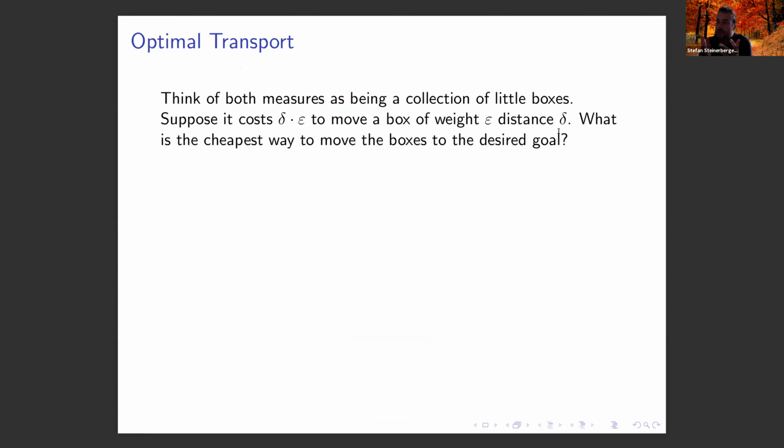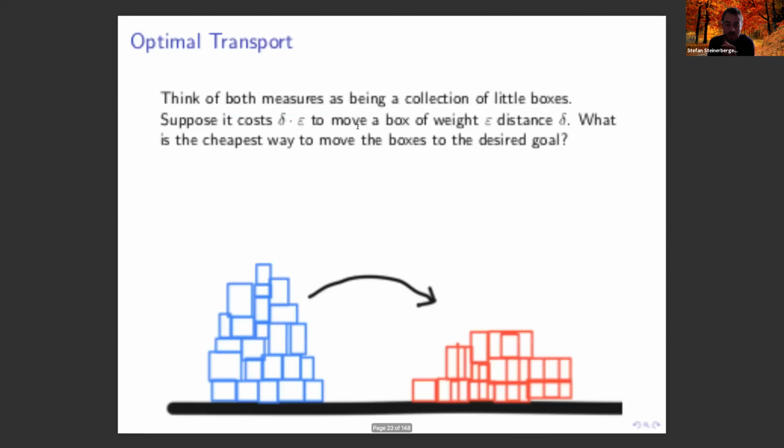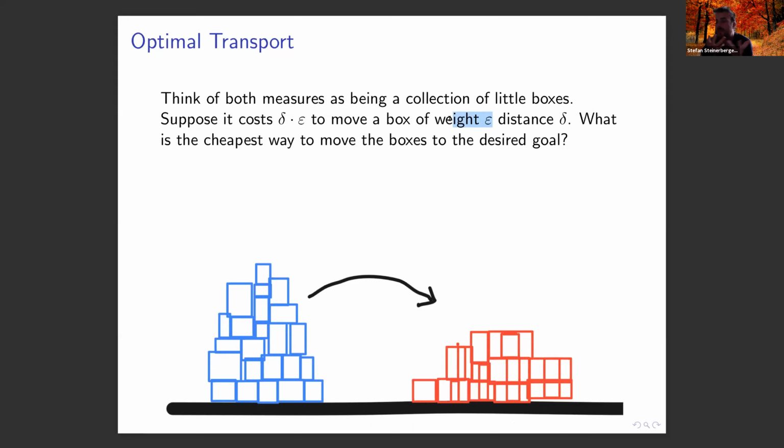So then the question is, if you have 2 measures, how much does it cost to transport one to the other? And instead of abstractly defining it, I'm telling you how to think about this. Think of the measures being comprised of little boxes of weight, epsilon boxes having epsilon mass. And then the cost of transporting a box that has weight epsilon for distance delta is epsilon times delta. And that's the physical cost of actually carrying a box a certain distance, right? That's the calories you expend, I guess.